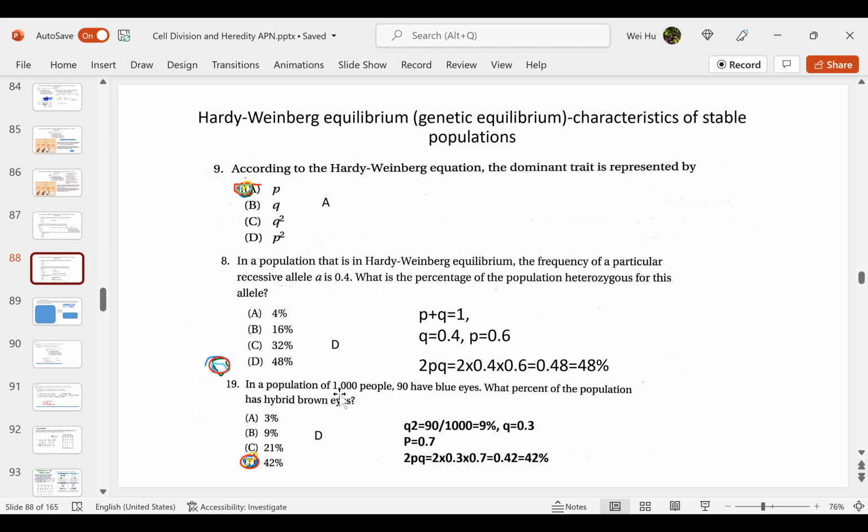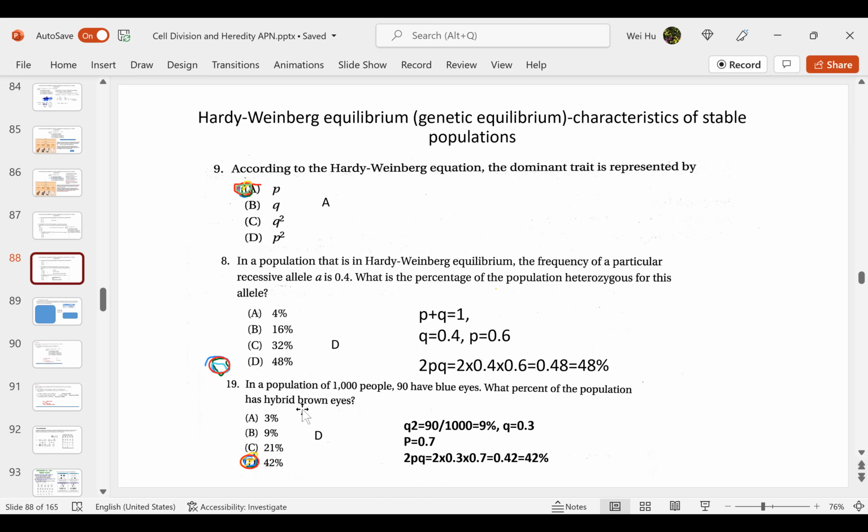For this one, they give you 1,000 people, and 90 have blue eyes, which means it's not given as a percentage. So you have to calculate the percentage. The percentage is for q squared, because they show phenotypes. So there must be q squared, p squared, 2pq, right? Then you get this percentage is 9%. So q equals 0.3, and p is equal to 0.7.